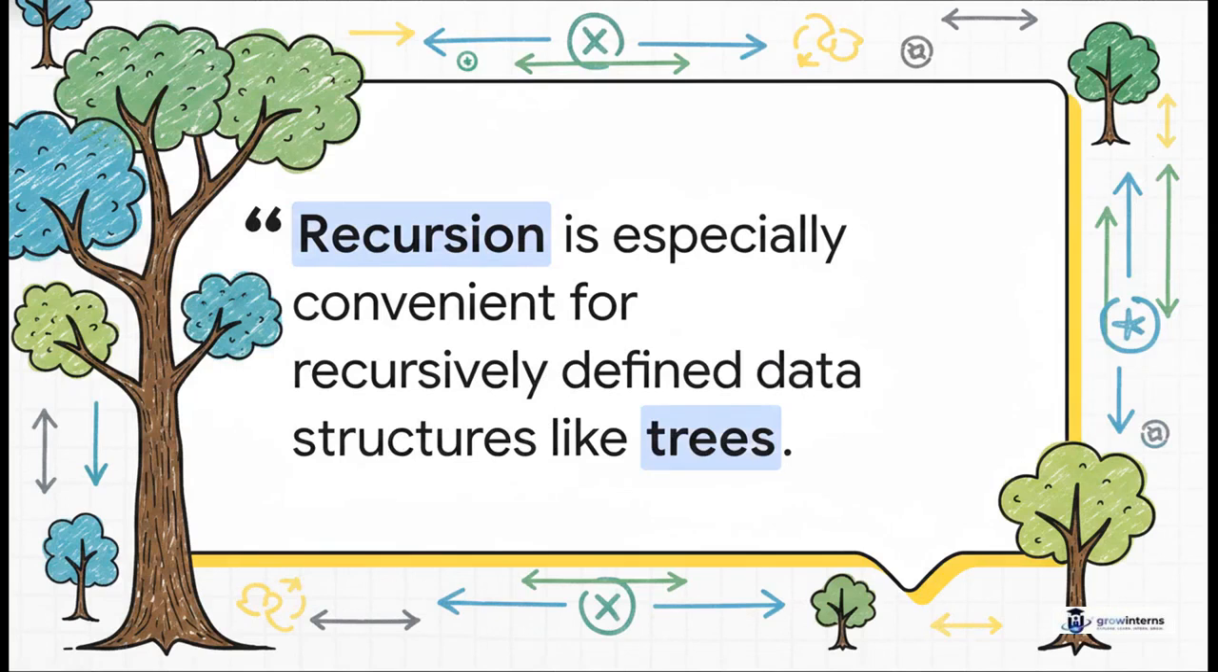And this quote from the legends, Kernighan and Ritchie, really nails it. Recursion is at its best when the problem you're solving is itself recursive. A tree is the perfect example. What's a tree? It's a node that has branches, and at the end of each branch is another, smaller, tree. The data structure is recursive, so a recursive function feels incredibly natural for working with it. The code literally mirrors the problem.